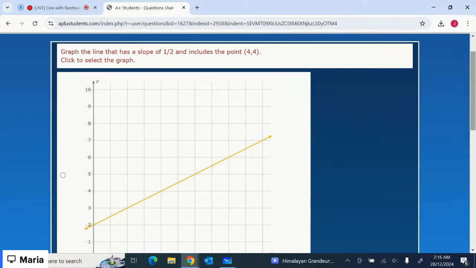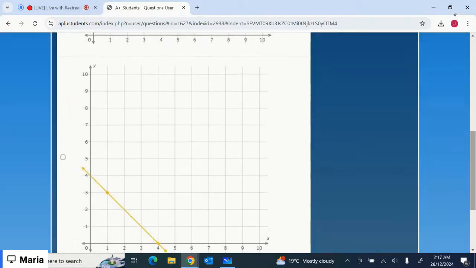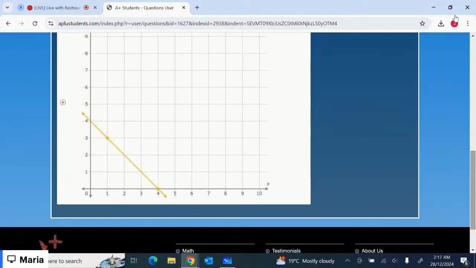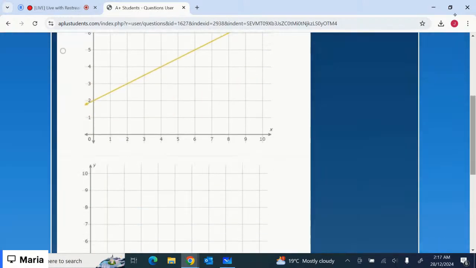Graph the line that has a slope of 1 by 2 and includes the point (4, 4). So just look at the graph that has the point (4, 4) and the slope 1 by 2. This graph doesn't have the point (4, 4), so look at the other one. Here is the point (4, 4), x is 4 and y is 4, and then the slope is 1 over 2.